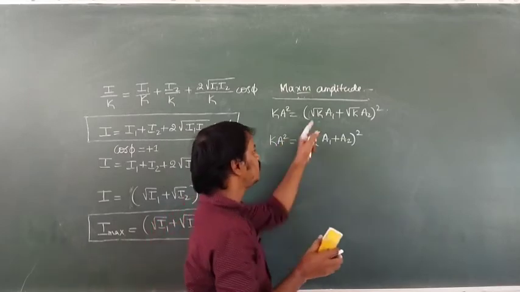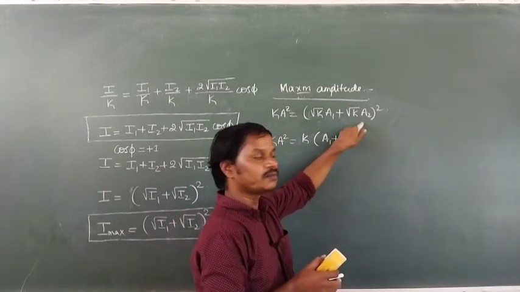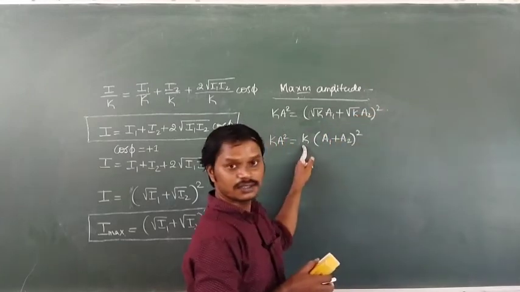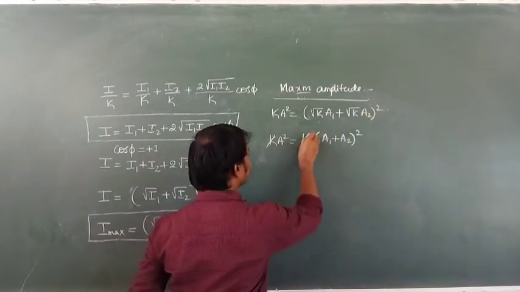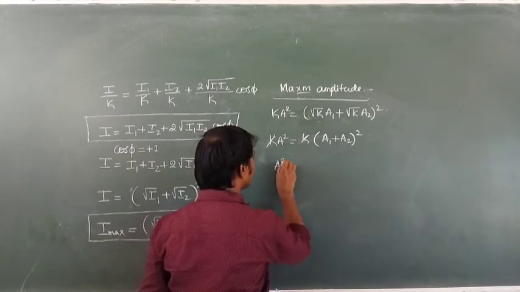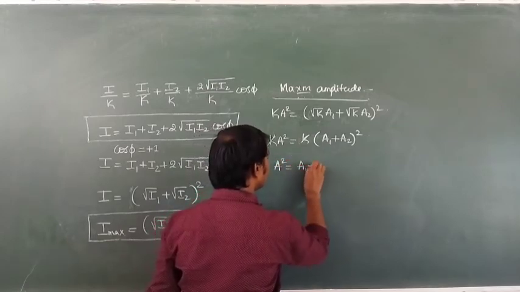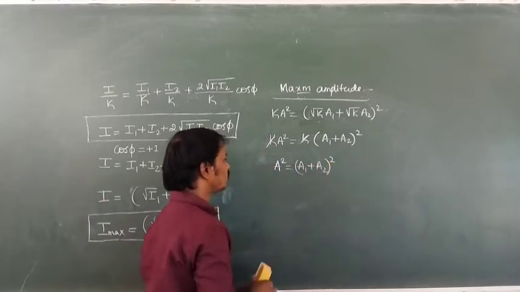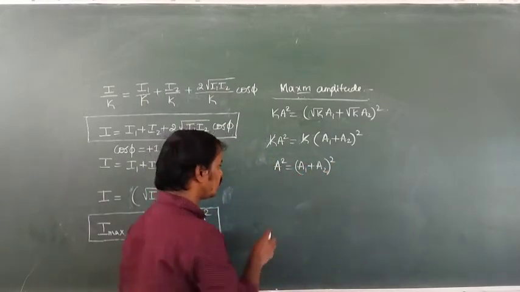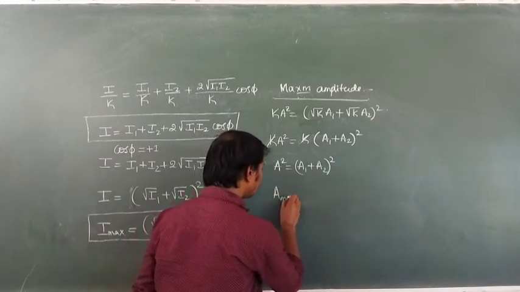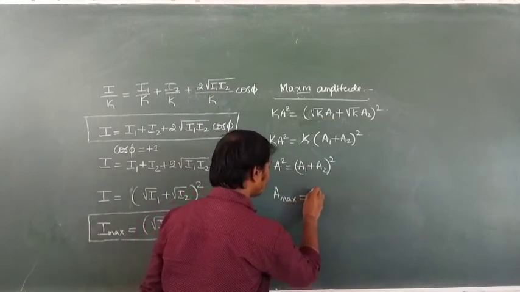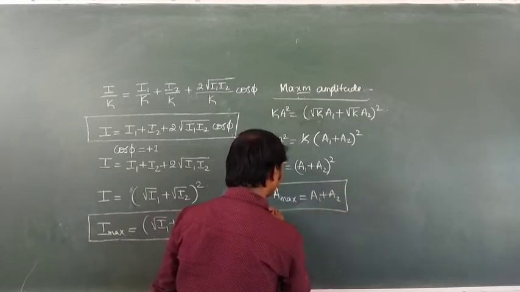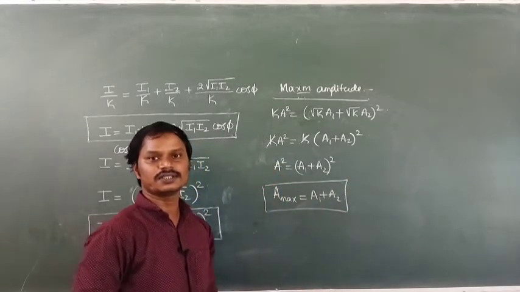See here, in these two what is common? Root K is common, but root K square is there. Root K square is nothing but K, and K gets cancelled, then A square is equal to A1 plus A2 whole square. Then the square gets cancelled, then we will get the maximum amplitude in case of constructive interference, that is A1 plus A2. So this is all about the constructive interference.